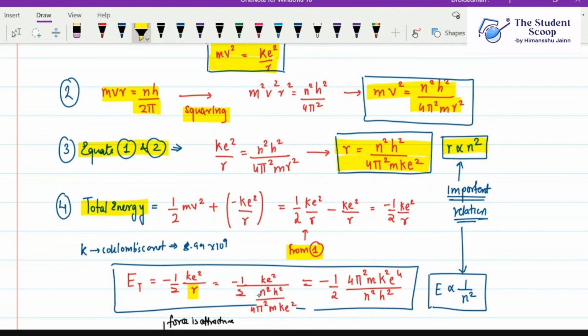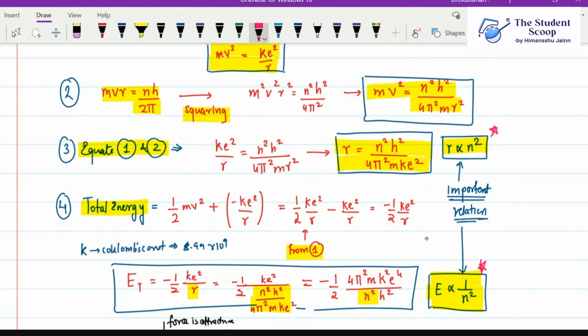Now here what I am substituting is r. Whatever r we got in the previous equation, we substitute that, and we will get a relationship between the total energy and n. The radius r is directly proportional to n square, and the energy is inversely related to n square, and those are the two important relationships that we would like to remember. They ask most questions based upon this.